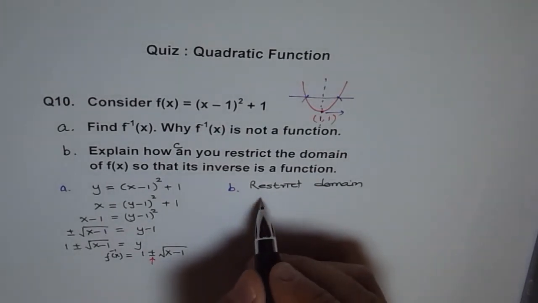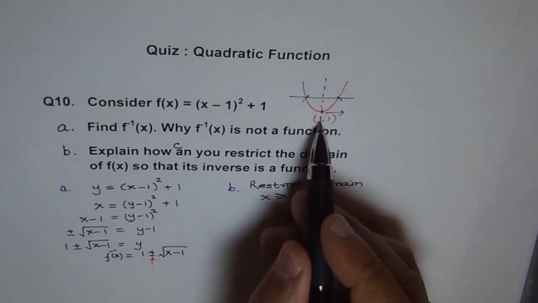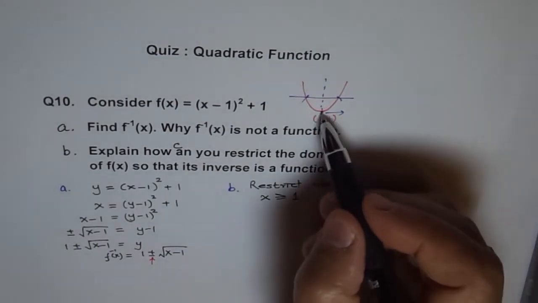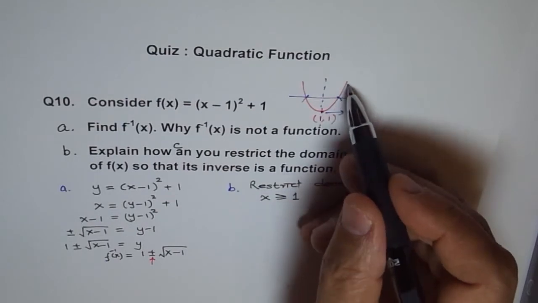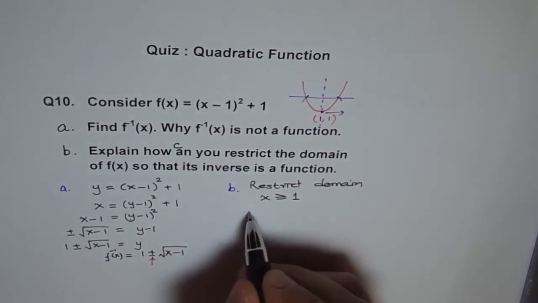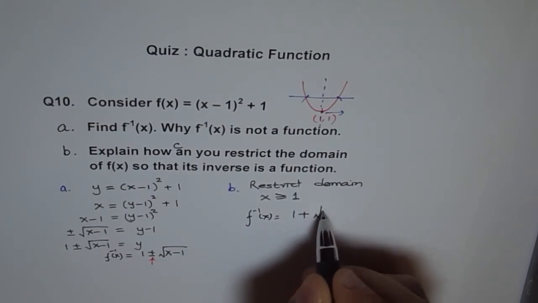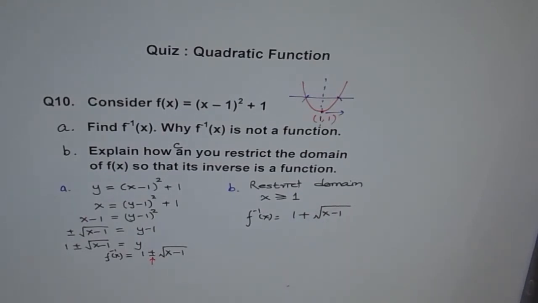So how can we restrict the domain? Let's restrict it by saying let x be greater than or equal to 1, since the vertex value of x is 1, right? If I do so, then we are only considering the positive half of the parabola. So when we consider the positive half of the parabola, then f inverse of x will actually equal 1 plus the square root of x minus 1, the positive half of our square root function, right? So this is how we are going to restrict our domain and ensure that the inverse is also a function.